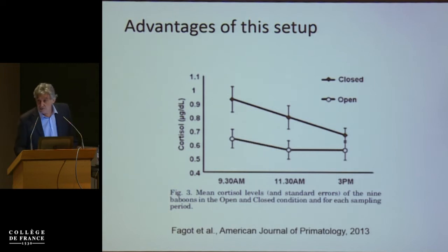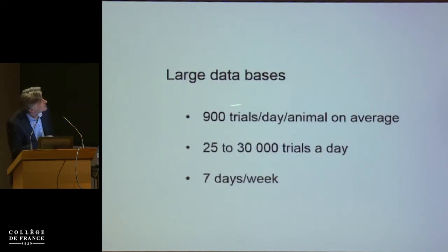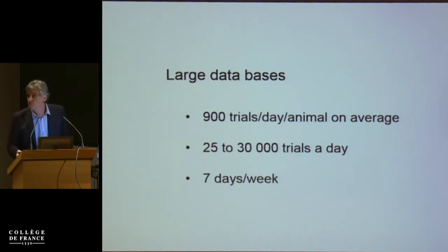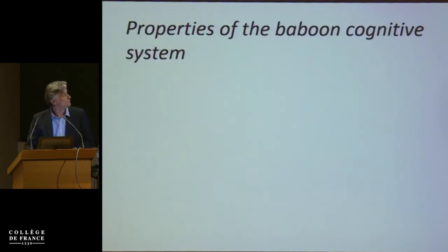And another advantage of the system is that, okay, we can collect a huge database. We can collect many, many trials. On average, each animal makes 1,900 trials a day. Okay? So that means that with the system, you can collect from 25 to 30 trials a day at the group level. And this works 7 days a week. So we have a large database, we have many data, and we can use this data just to get some information on their cognitive system.